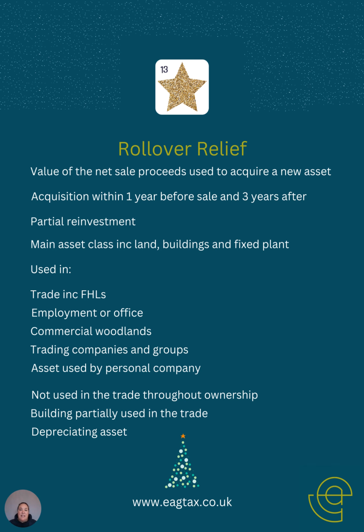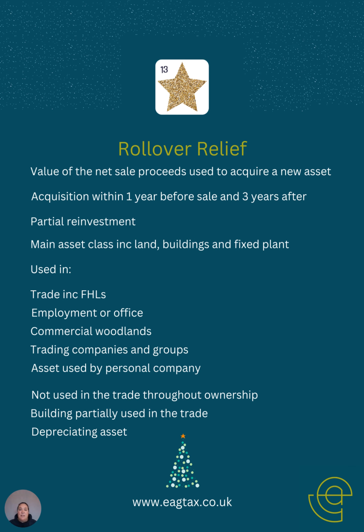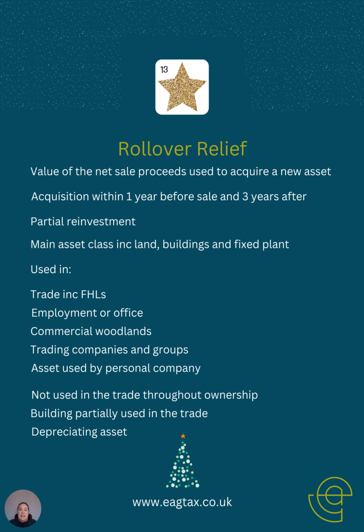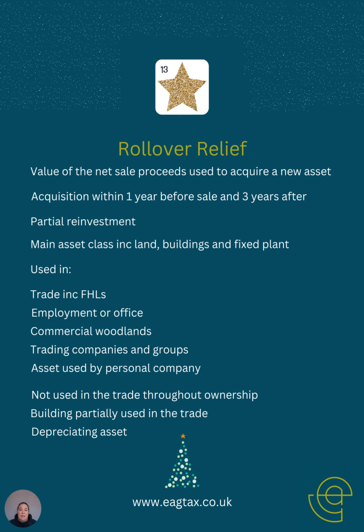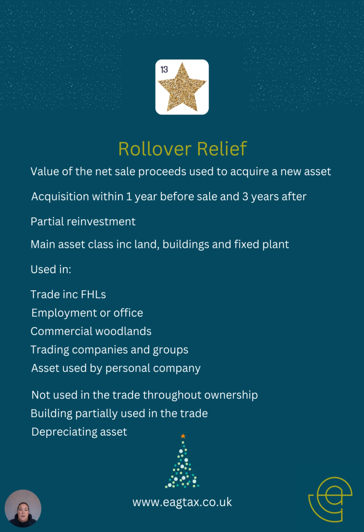The main types of assets which attract this relief are land, buildings and fixed plant and machinery, but other asset classes do qualify. The asset sold and replacement asset do not necessarily need to be from the same class.